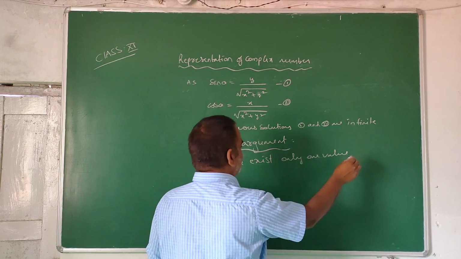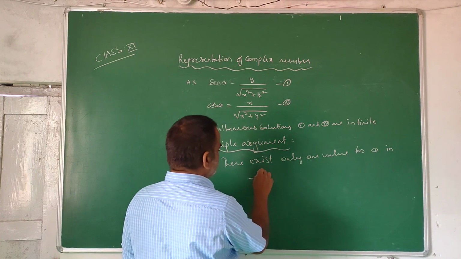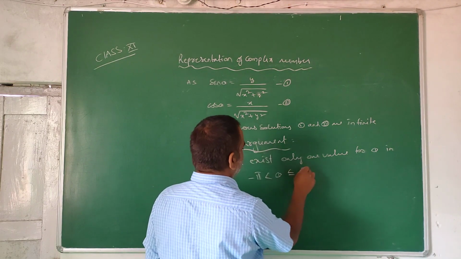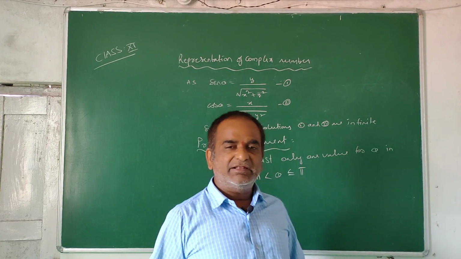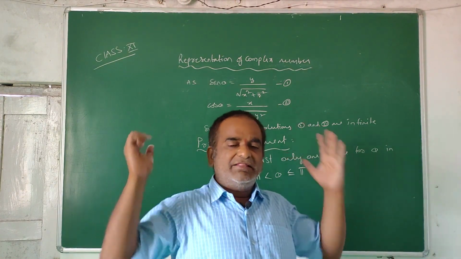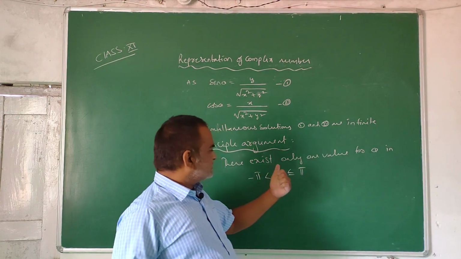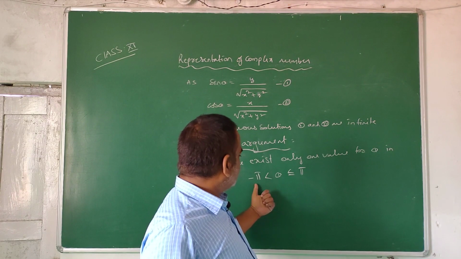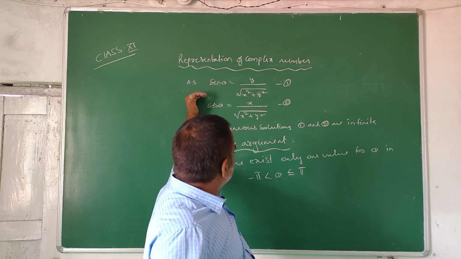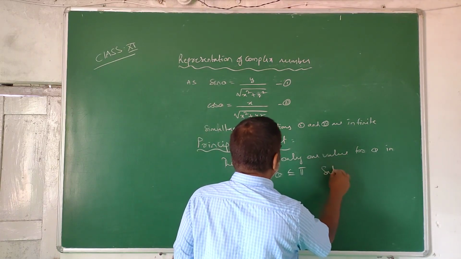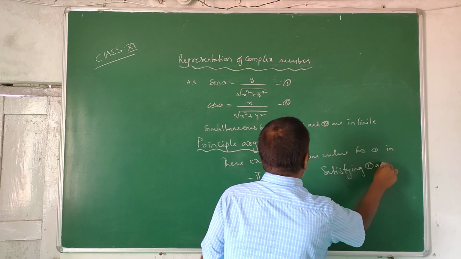There exists only one value for theta in the interval minus pi is less than theta is less than or equal to pi. Within these limits, don't think more than required about the limits. Mathematicians themselves set these limits. So there exists only one value for theta in minus pi is less than theta is less than or equal to pi, satisfying these two equations, satisfying 1 and 2 simultaneously.